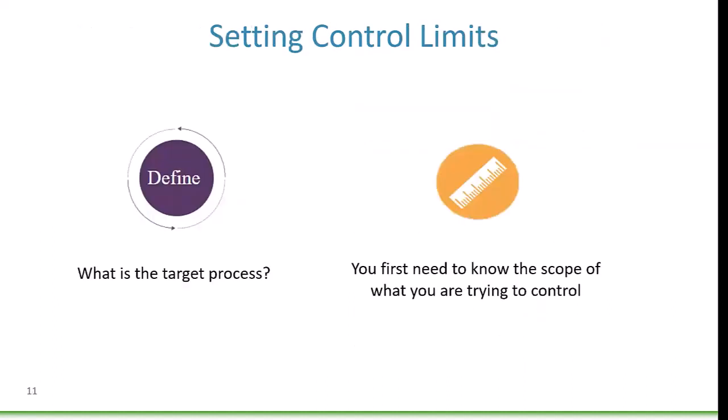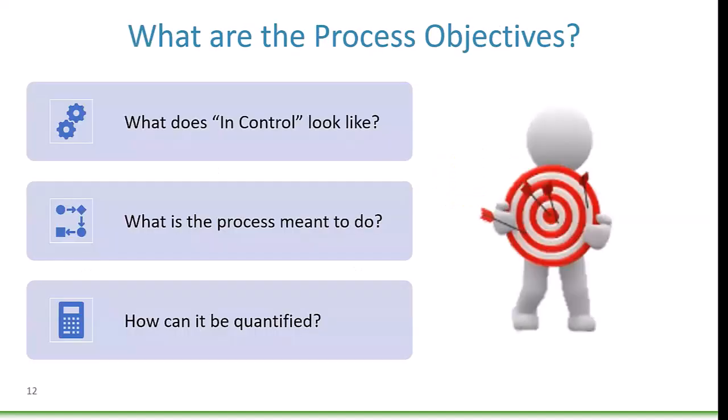So again, to summarize that thought, to set control limits you need to know what the target process is. And this is part of knowing how it should behave. But the first step is, what is it? What are you trying to actually control? So that's an easy narrative point: if I have the need to set a control limit in my organization, the first question I need to answer is what is the scope of what needs to be controlled? And then you talk about what the process objectives are. What does in control look like?